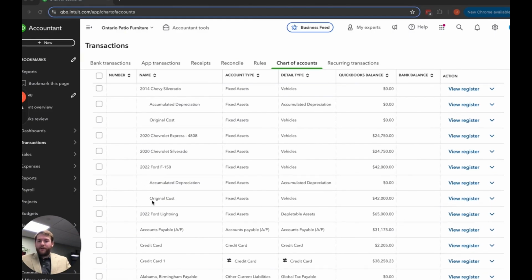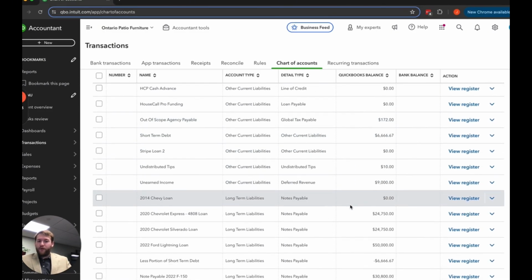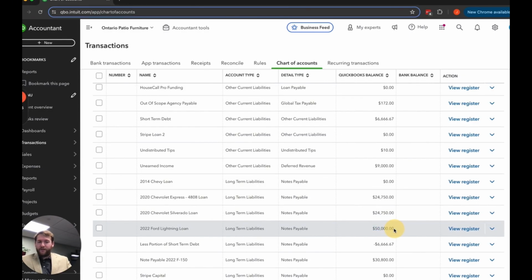Now you'll notice, let's pick on this particular asset that I have here, this Ford Lightning. I've got it valued as an asset on my books for $65,000, and I've got a loan for it on my books here for $50,000. That means I've got $15,000 of positive equity in this asset.